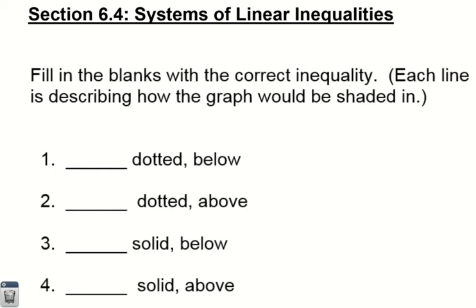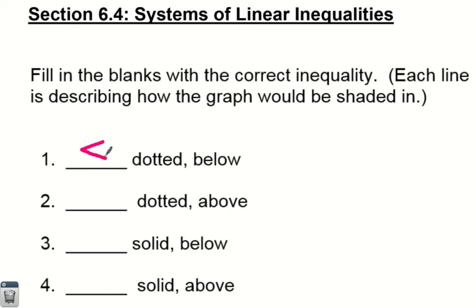Fill in the blanks with the correct inequality symbol. Each line is describing how the graph would be shaded in, and also whether the line would be dotted or dashed, or solid. So what symbol for an inequality? When you graphed it, the line would be dotted and then you would shade below. That would be a strictly less than.